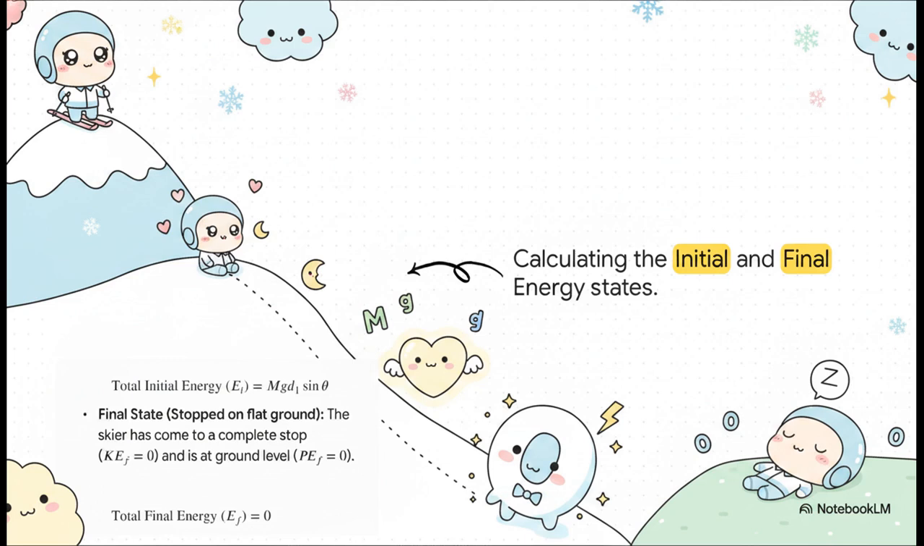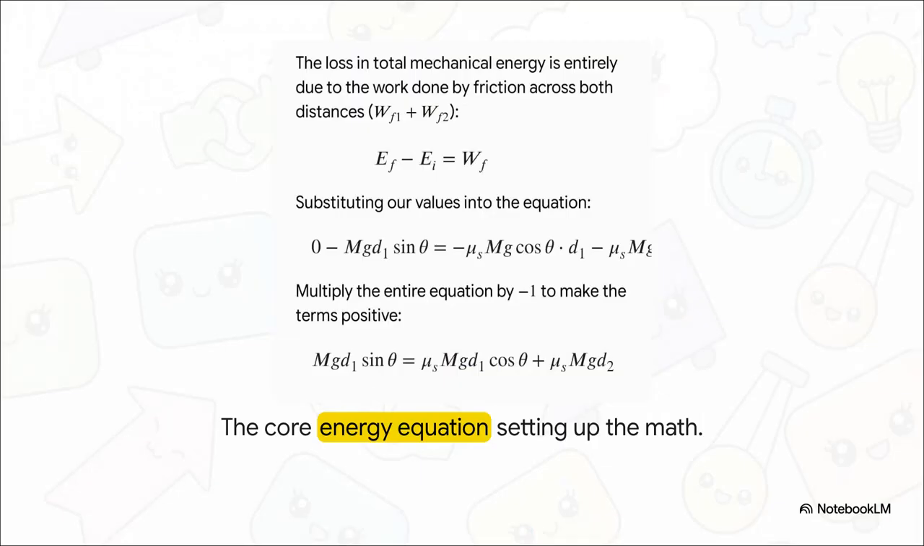Now, fast forward to the final state. The skier has coasted to a complete stop on flat ground. 0 height left, 0 speed left. So the final energy is a big, fat, perfect 0. Now we build our master equation. Final energy minus initial energy equals the work done by friction. 0 minus mg d1 sine theta equals, well, it equals all that friction from phase 1 and phase 2 combined.